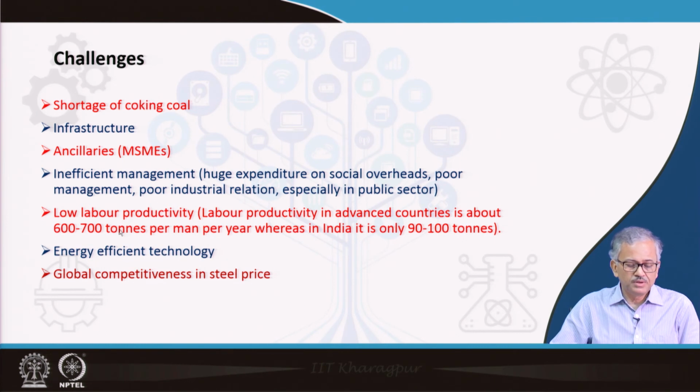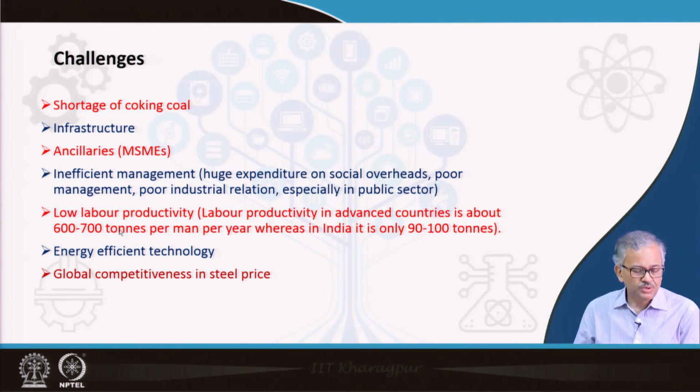Global competitiveness in steel price. The government is protecting us by imposing some taxes on the imports such that our homegrown steel industry grows. But this is not possible in the global market. So we cannot sustain this process for a long time. As a result, we have to be globally competitive. Our steel price has to come down. For doing that, we have to have energy efficient technology, and we have to be efficient in all respects. So that is the global competitiveness in steel price that we have to come up to.